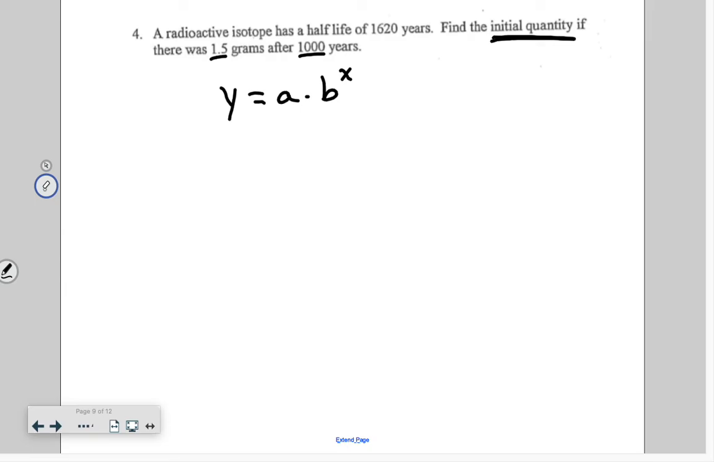Now, as we work our way through this, we know we're ending with 1.5 grams. That's the ending amount after the 1,000 years. We're trying to find the starting amount. How much did we have 1,000 years ago?